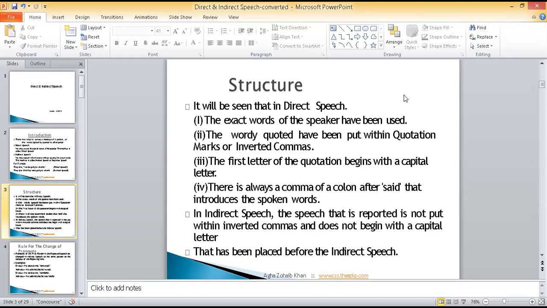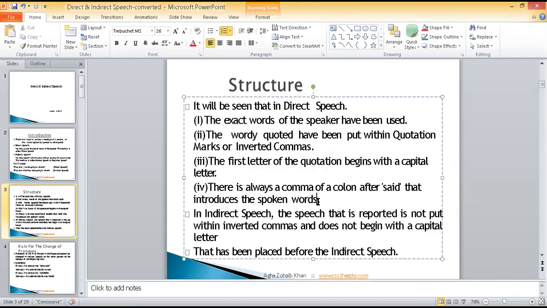The words are exactly quoted, and we show it through inverted commas. The first letter of the quotation begins with a capital letter. As per sentence structure, a sentence begins with a capital letter and ends with a full stop. But whenever you are quoting someone's speech, you would say, for example, the CR said, "I will not take the class today." So now you can see that whenever I'm quoting someone, I have to keep in mind that the word coming within inverted commas is to be in a capital letter.